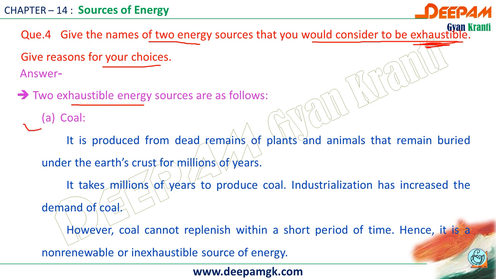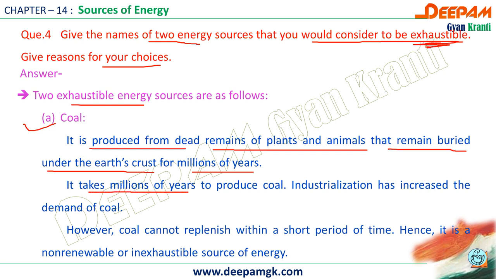The first is coal. It is produced from the dead remains of plants and animals that remain buried under the earth's crust for millions of years. Millions of years ago, all the animals and plants were buried into the core of the earth, and they become coal. It takes millions of years to produce coal.